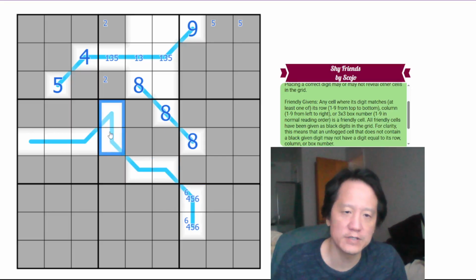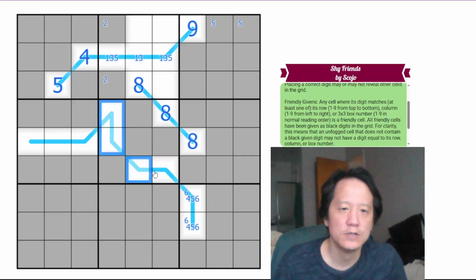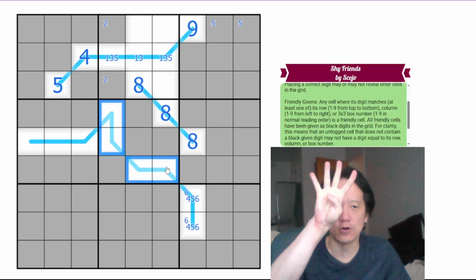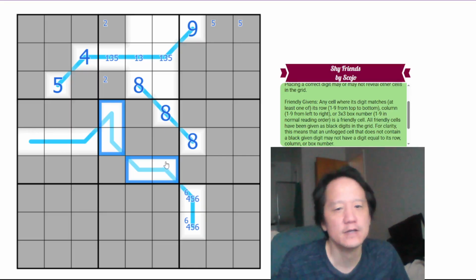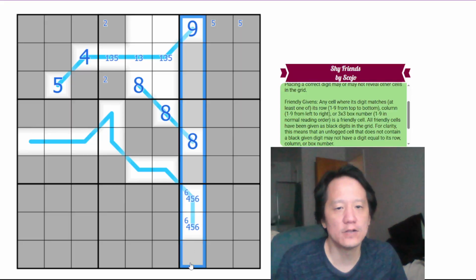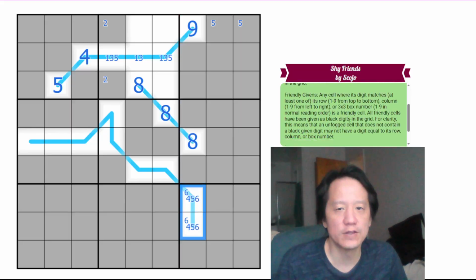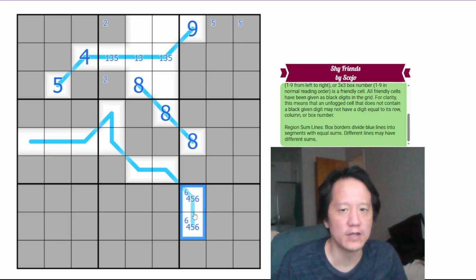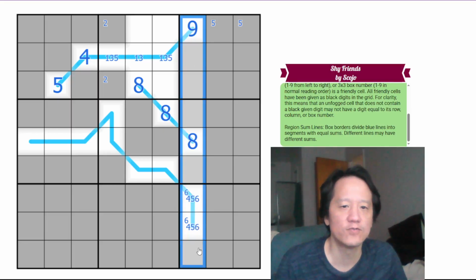Because in box 5, we have 4 digits which add up to at least 10, right? 1, 2, 3, 4 adds up to at least 10. This cannot be 7 because it can't be 7 in the column because neither of these are friendly or given. So none of them are given, so neither of them are friendly. Therefore, they cannot have a 7 there because that would be friendly for this column 7 here. So it's either 5, 6, or 4, 6.